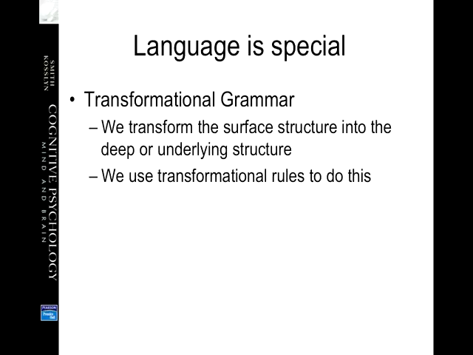The second big theory from Chomsky is transformational grammar. Universal grammar is the idea that it's built in. Transformational grammar is how we go from what the words are to what the sentence means. So we have all these words, and now I want to think about what that means. This is the deep structure of a sentence. We use transformational rules to go from surface structure to underlying structure.